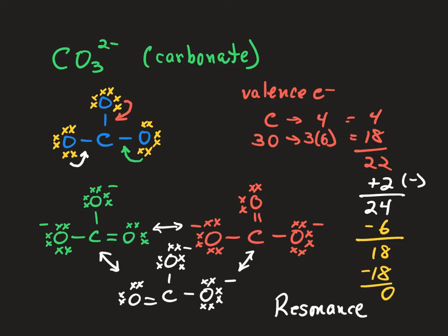And so the real structure is really an average of all of these structures. But when we're drawing Lewis structures, we sort of have to pick one. And so we know that all of these contribute to the overall structure of the carbonate ion. So we have multiple resonance structures for the carbonate ion.